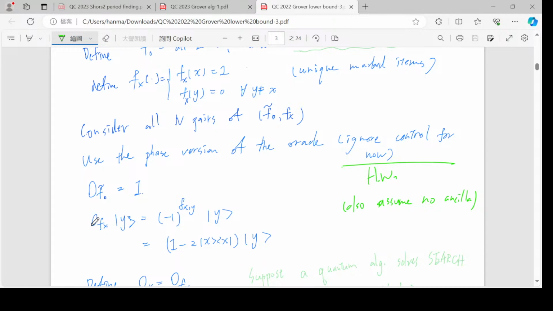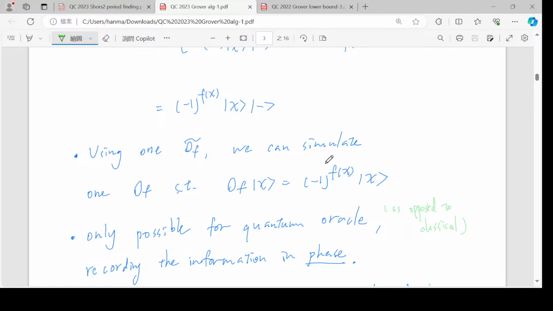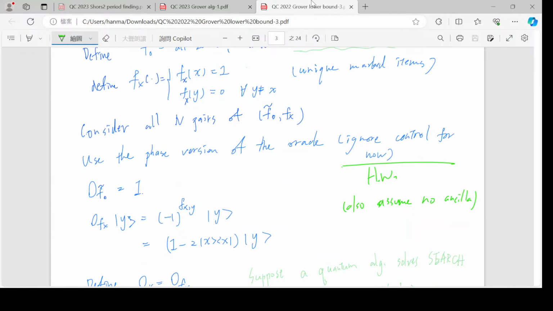Okay. So the unique marked item Oracle also almost does nothing. So maybe I'll just write this here again. Remember, O_f on x equals (-1)^f(x). Okay. So think about what they do.